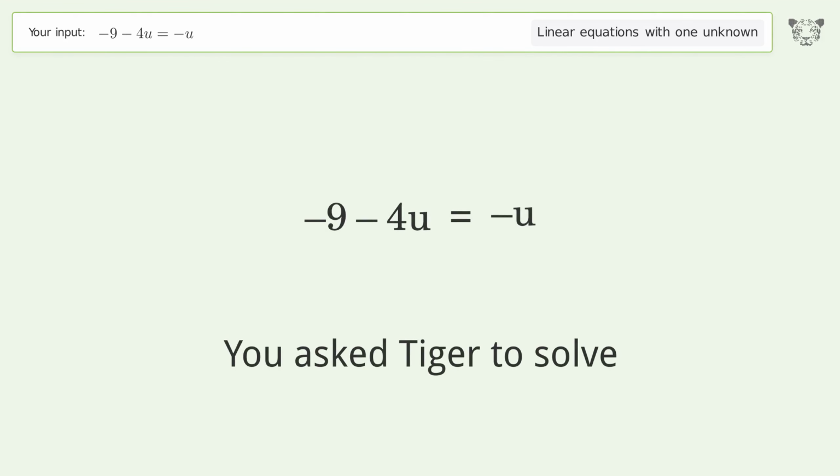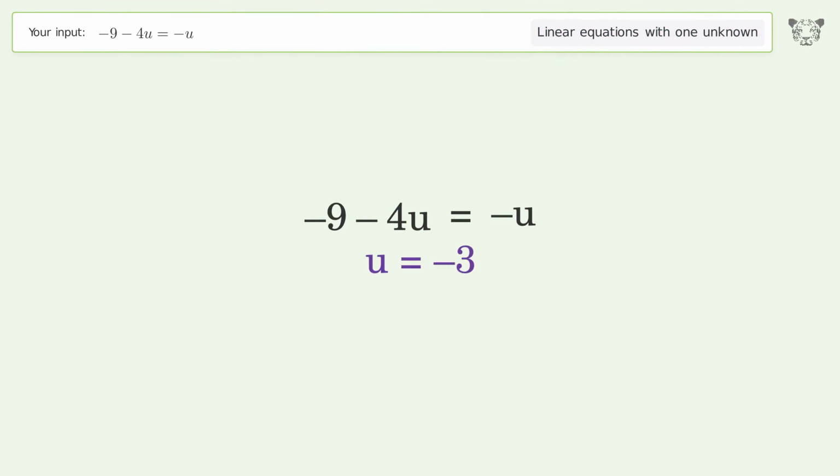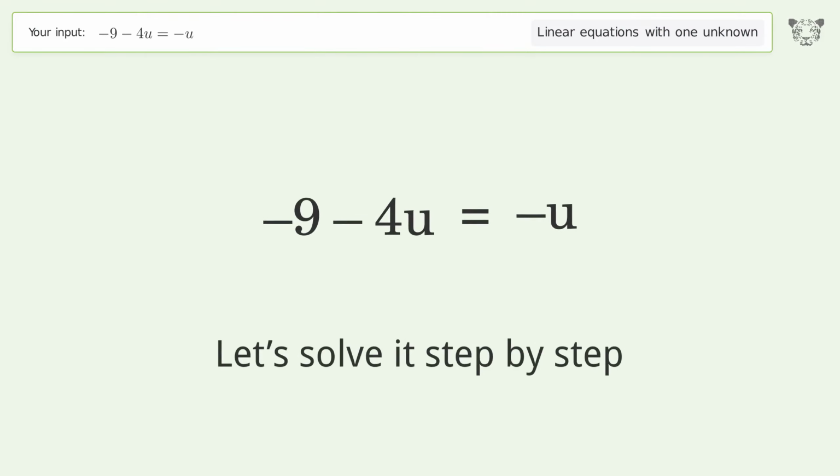You ask Tiger to solve. This deals with linear equations with one unknown. The final result is u equals -3. Let's solve it step by step.